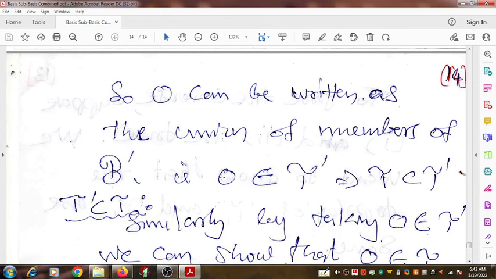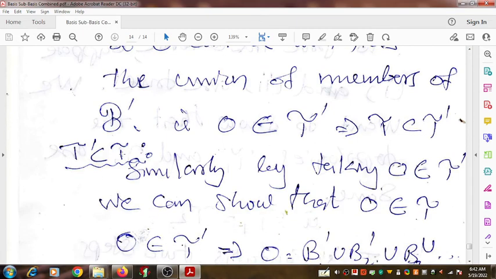So O is present in tau prime, and therefore tau is a subset of tau prime. It's because O is arbitrarily chosen from tau, and we have proved that O is present in tau prime. Therefore tau is a subset of tau prime.